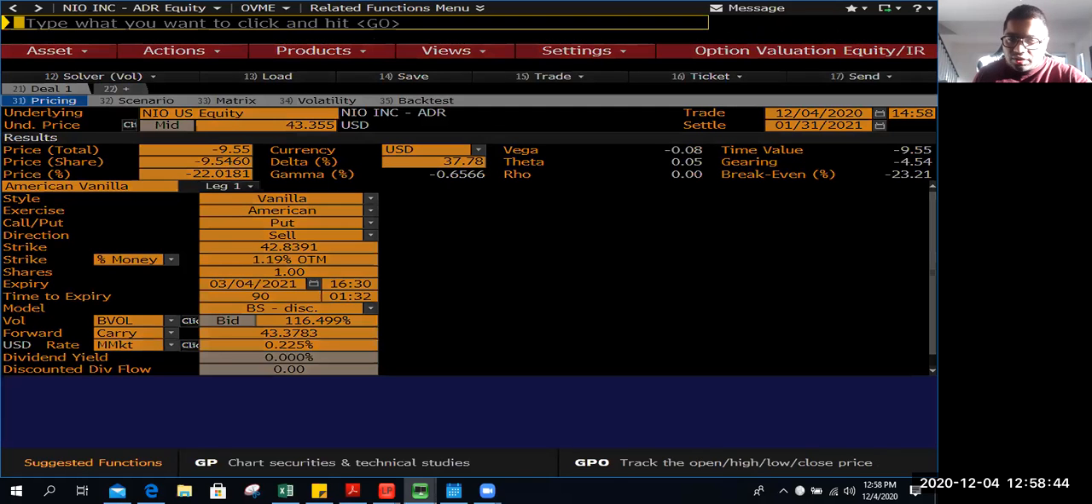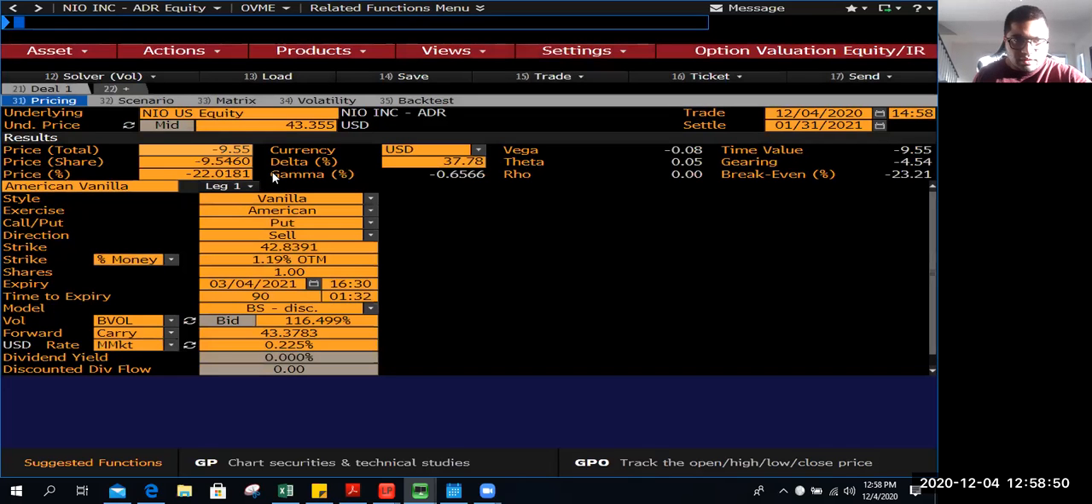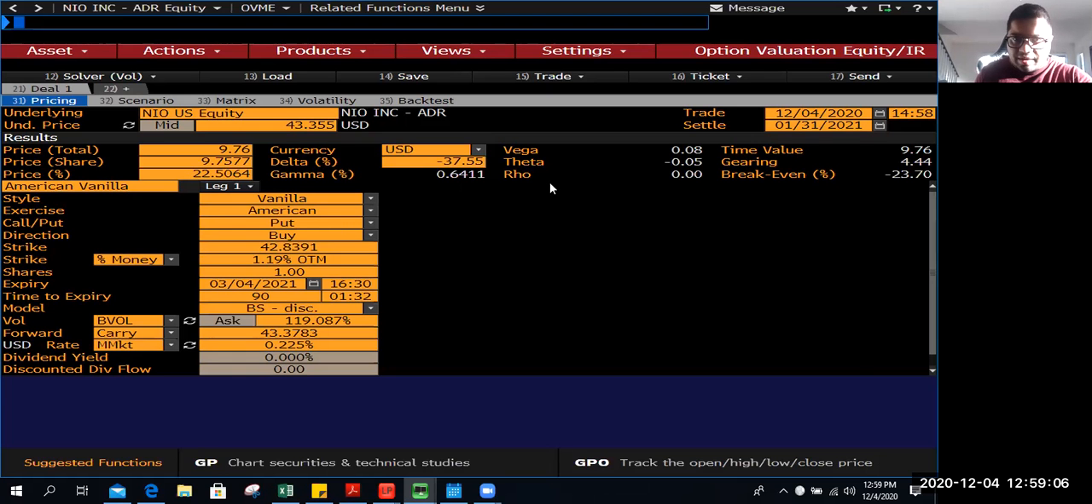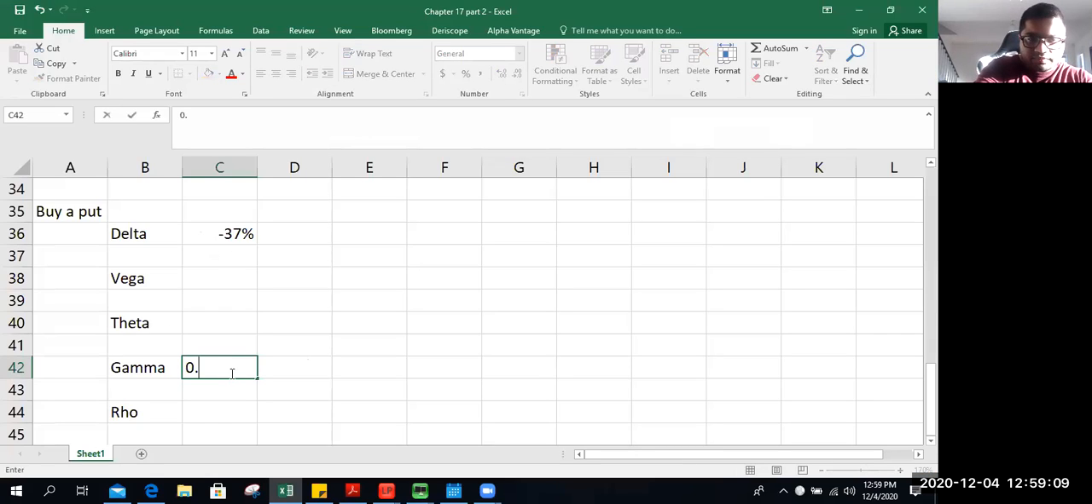Now, we are not selling a put, we're buying a put. So if you buy a put, they are giving delta as negative 37%. I'll note things down. Gamma is 0.64. Vega is very low actually, 0.08. That's strange. Theta is negative 0.05. And rho is almost zero.